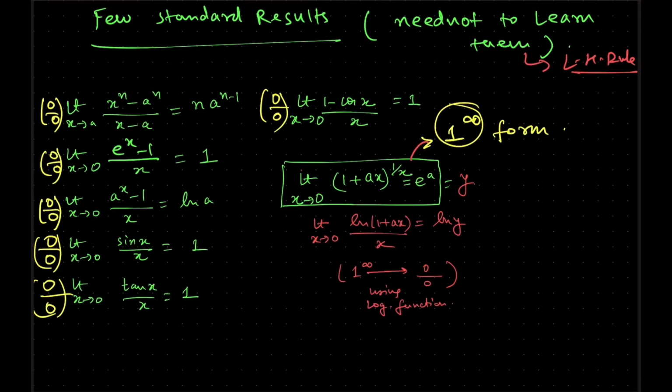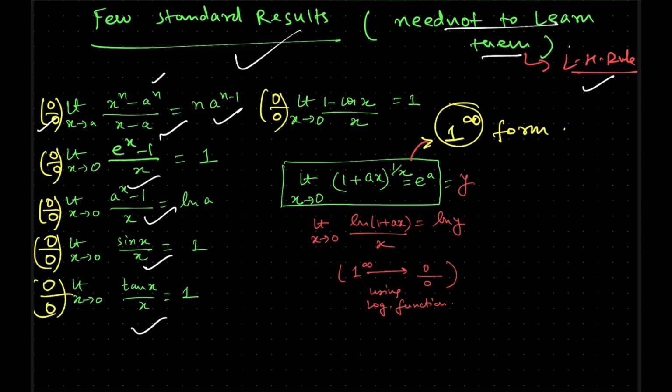Now let's see a few standard results. You need not learn these results, because if you apply the LH rule, you can directly do these types of questions. You can see that all of these are 0 by 0 form. You just need to differentiate the numerator and denominator and apply the LH rule. For example, take x to the power of n minus a to the power of n by x minus a.